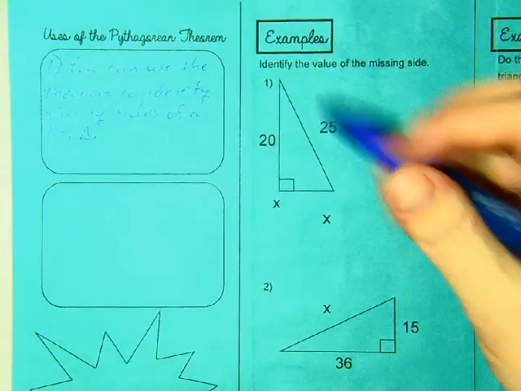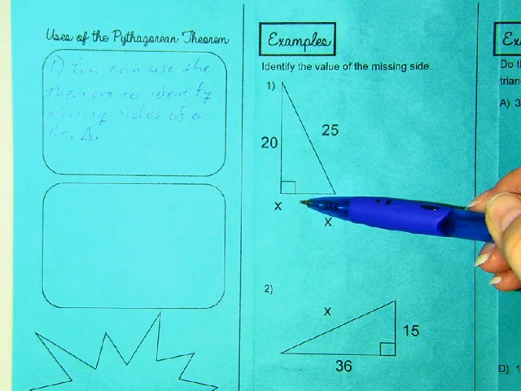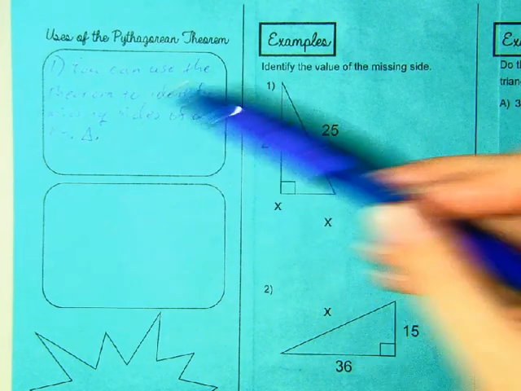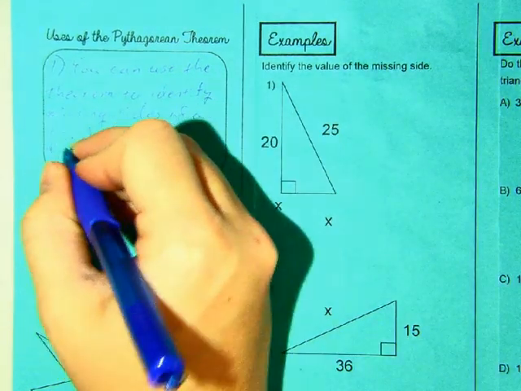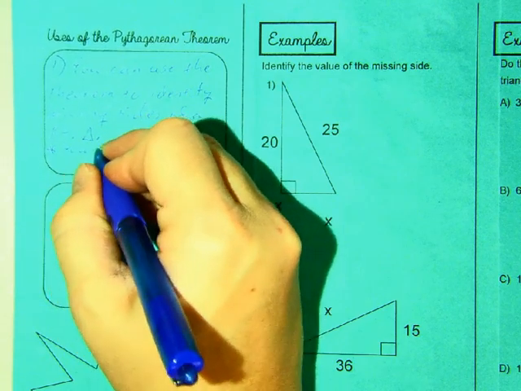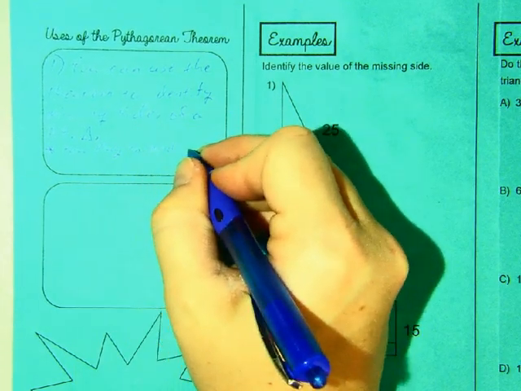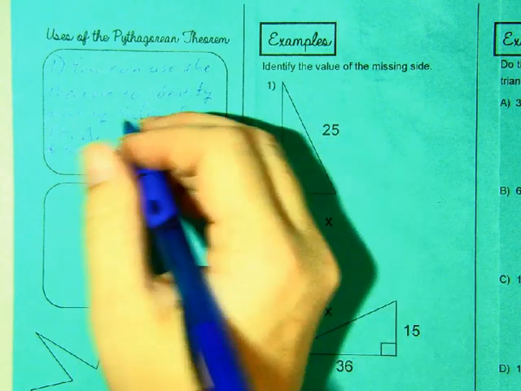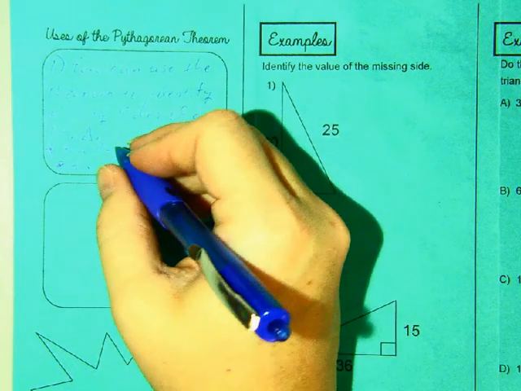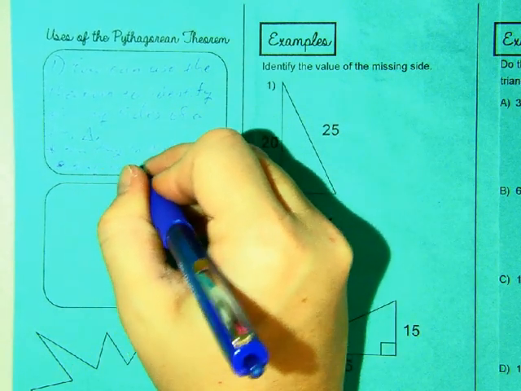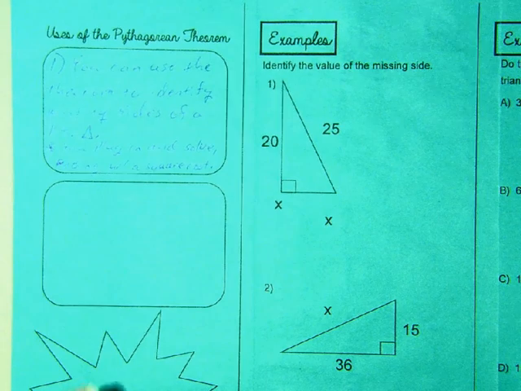Number one, we have a right triangle, and we know one of the sides is 20, one is 25, and the other one is x, so we're not sure what that one is. So we can use the Pythagorean theorem to help us find this missing side. Okay, so for this one, you plug in the information and solve. And your answer, you should be ending with a square root. Okay, so let's take a look at an example here.